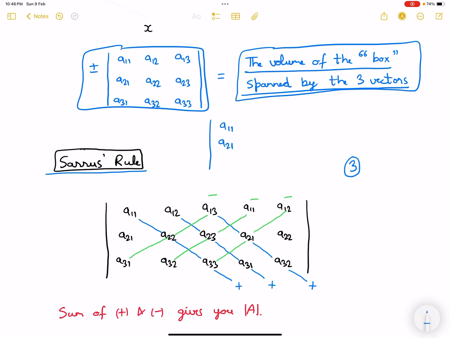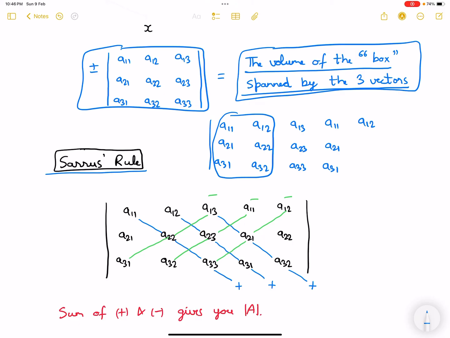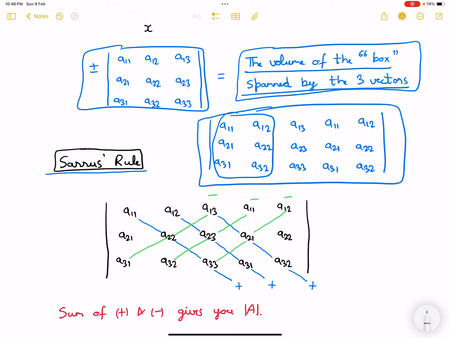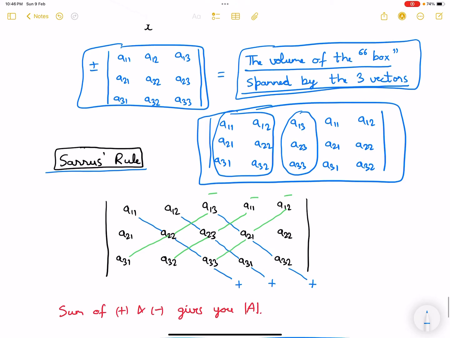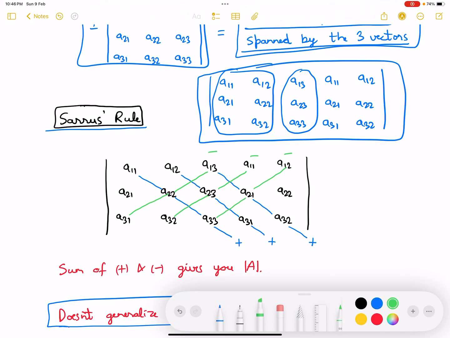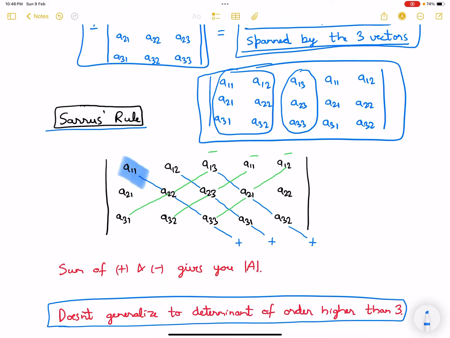A11, A21, A31. This is the original 3 cross 3 matrix that we have. Now in this, what we'll do is we'll add these first 2 columns again. So it would become A11, A21, A31, and then A12, A22, A32. So in total we would have 5 columns and 3 rows. Now these coefficients, these diagonals: the first diagonal is added, second diagonal is added. So these coefficients are multiplied and then added.